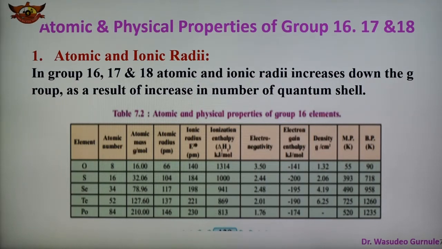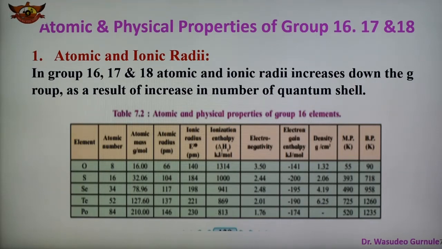As we go from left to right in the period, atomic size decreases because the number of shells is the same and the incoming electron goes to the same shell, so the force of attraction increases and the size of the atom decreases. Therefore atomic and ionic radii both decrease. But as we go down the group, the number of shells increases, and therefore the atomic and ionic radii increase.